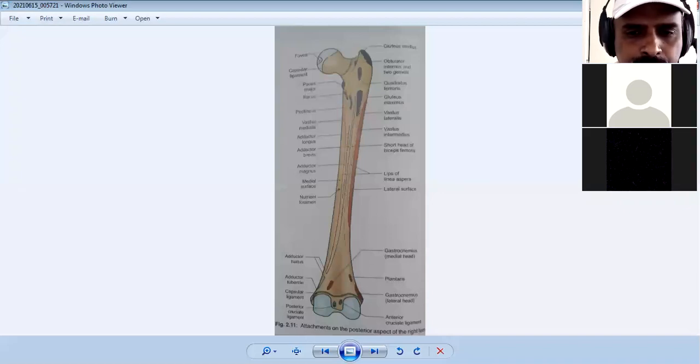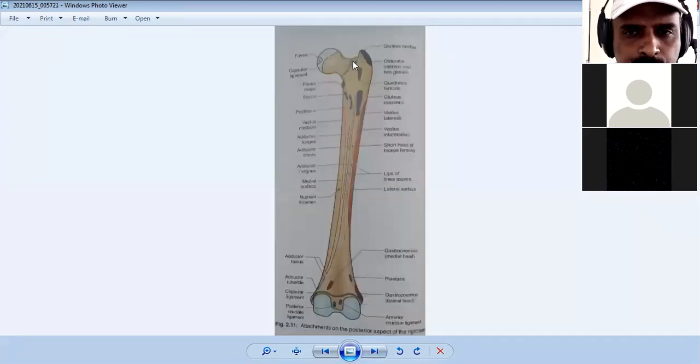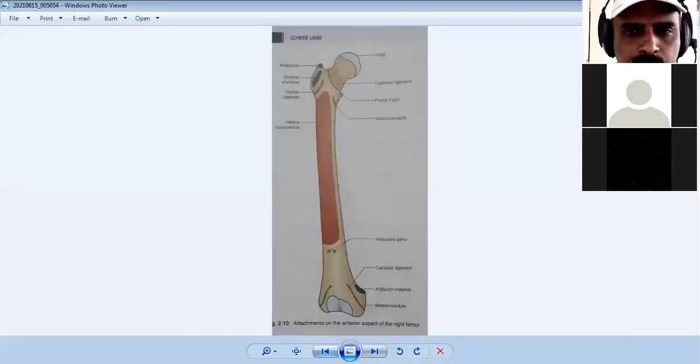So I have explained the upper end, which consists of the head, neck, the neck shaft angle, and the femoral torsion, 15 degree. Then I have told the greater trochanter. Greater trochanter consists of apex, upper border, anterior, lateral and posterior surface. On the medial side, we have the intertrochanteric fossa. So this is all you have to remember in the upper end of the femur.